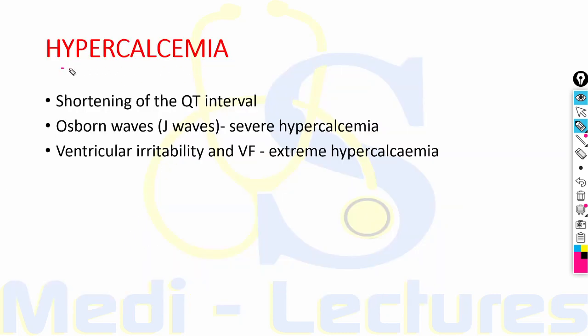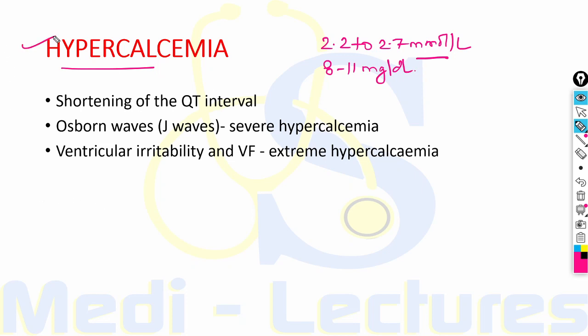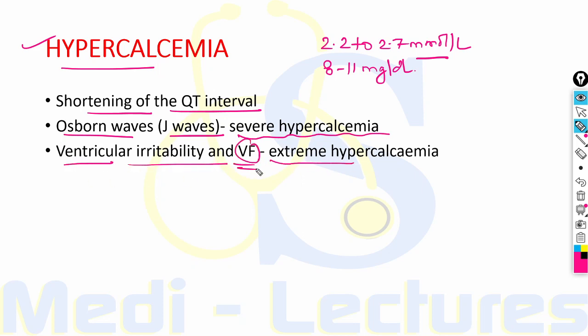Now coming to the calcium. The normal calcium levels are 2.2 to 2.7 millimole per liter. If we talk in milligram per deciliter, then the normal is 8 to 11 milligram per deciliter. So the changes in ECG seen with hypercalcemia are shortening of QT interval, Osborn waves or J waves, which are seen in severe hypercalcemia, or in extreme hypercalcemia there can be ventricular irritability and ventricular fibrillation.